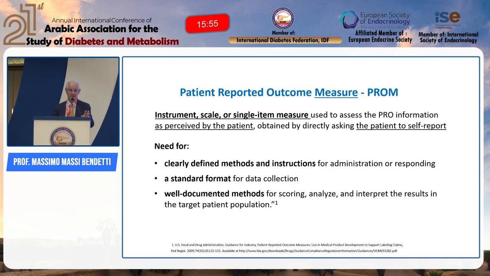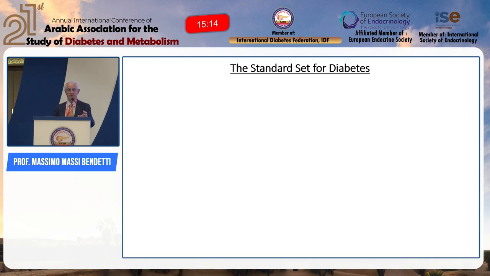This is not easy, because for blood glucose we have a scale from the lab, but in this case it's much more difficult. We have to clearly define methods and instructions for administration and responding to the questions, a standard format for data collection, and well-documented methods for scoring, analyzing, and interpreting the results in the target patient population. This is work in progress, and it is continuously refined in order to be able to include this type of information in a standard set for diabetes.